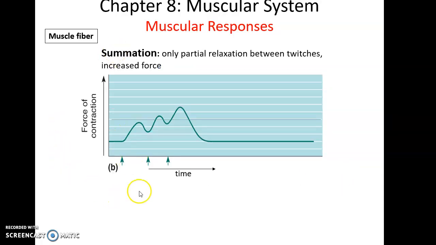Turns out, though, that if you zap the muscle again before it's completely relaxed, you can actually increase the amount of force generated by that muscle. So you zap the muscle, it contracts, then as it starts to relax, you zap it again, it contracts, but now it generates even more force. Zap it again, it contracts and generates even more force until eventually you let it relax again. And this is called summation, the increased force of contractions by applying stimulus rapidly enough.